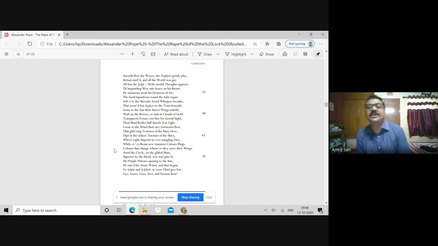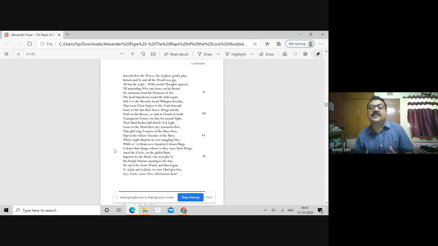Therefore, colors that change whenever they wave their wings. "Amid the circle, on the gilded mast, superior by the head was Ariel placed." So Ariel is the great general. So he is at the head of the formation. He is now going to lay down the battle plans. "His purple pinions opening to the sun," so the reddish color diffracted by his wings. "He raised his azure wand." Azure is blue, brilliant blue. See that beautiful combination of colors. The purpled mane, that is the sky, the evening sky, the afternoon sky, the silver Thames, the purple pinions, the azure wand. What a riot of colors Pope is creating.